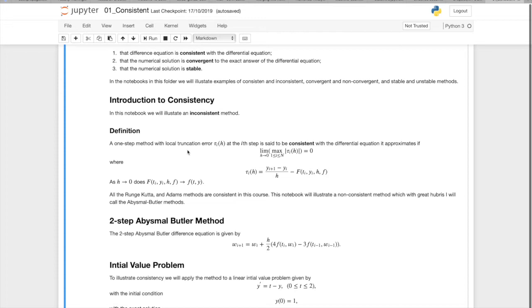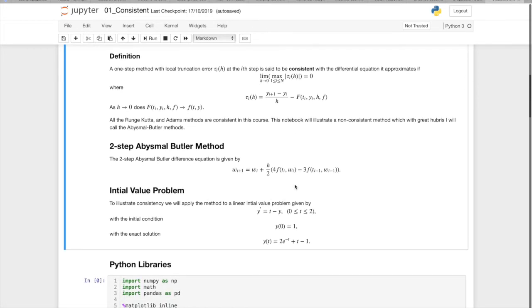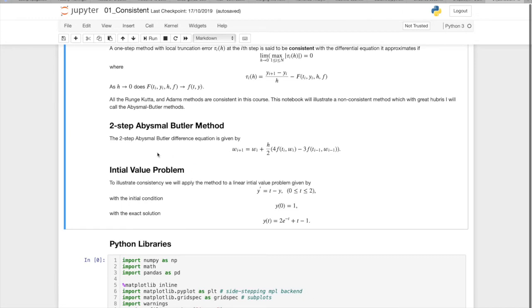This is true for both multi-step and one-step methods. But really what it's saying is, if we're approximating an equation, this part is our left-hand side, that's our dy/dt. That's our right-hand side, our f. So capital F has to, in the end, be the same as lowercase f. If it's not, that means we're not solving the right equation. And that's where we come to the Abysmal Butler method.